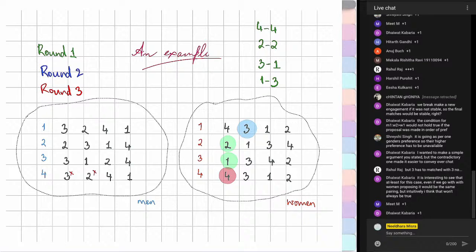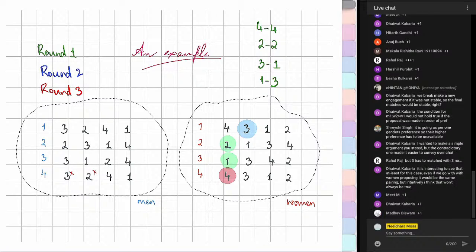Okay, so yeah, Daiva, you have an excellent point. If the woman were to propose, maybe in this example it turns out to be the same. To be honest, I haven't worked it out, but that's a great point if it is. But it is indeed the case that these two matchings are typically not the same.